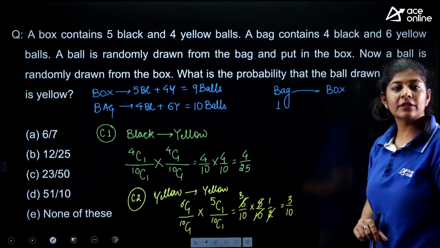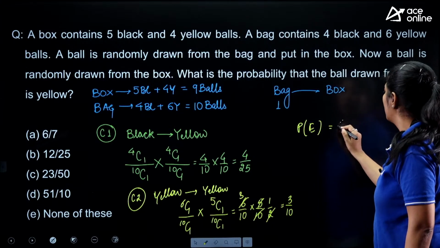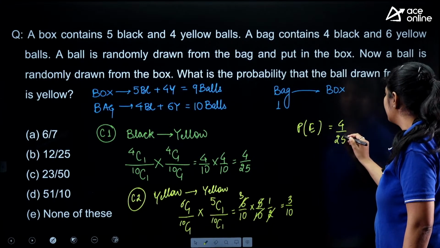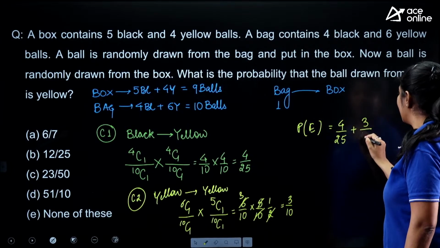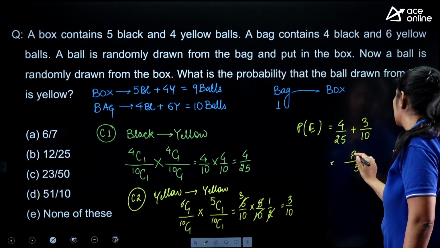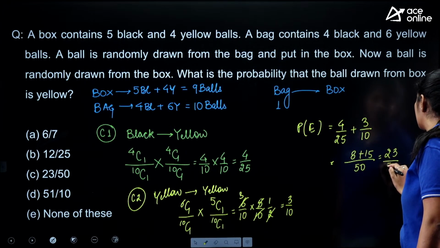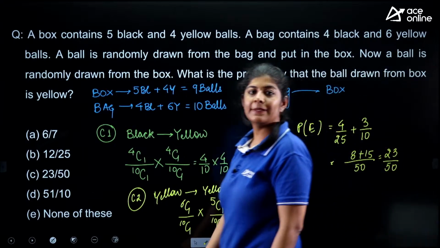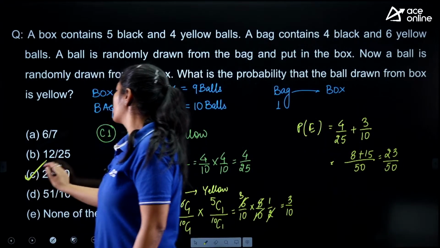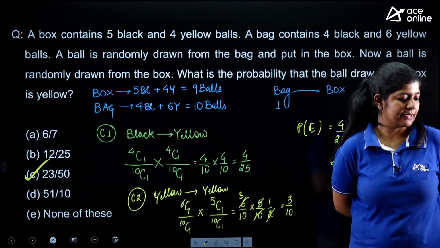And the total probability is nothing but 4 by 25 plus 3 by 10. The LCM is 50, 8 and 15, that is 23 by 50. That means option number C is the correct one.